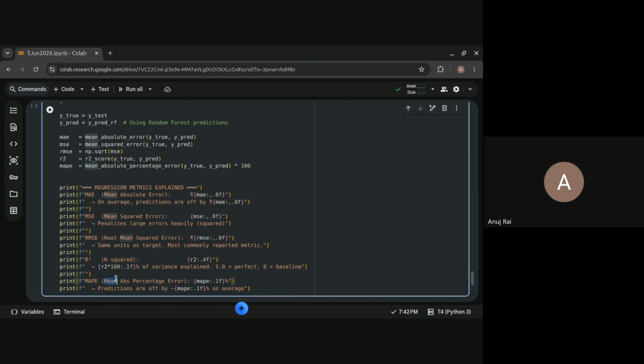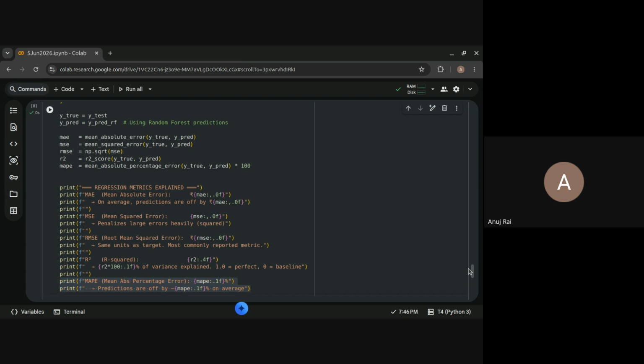And then we have mean absolute percentage error, prediction off by percentage on average. So this thing was in terms of value, and this is in terms of percentage. So here, in order to know this error, you need to know where your average price is. But if you look at the percentage, you don't even need to know where your average prices are. Just by looking at the percentage, you can determine how accurate your model is.